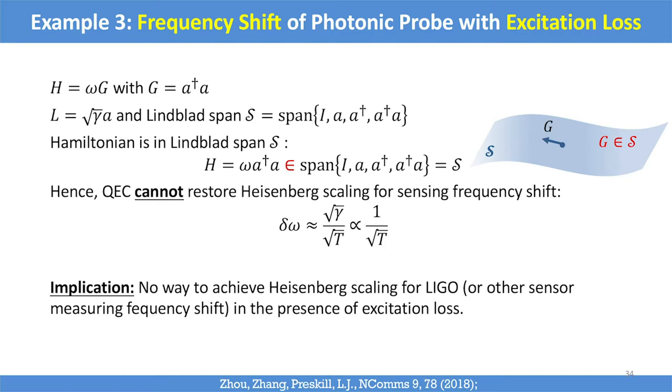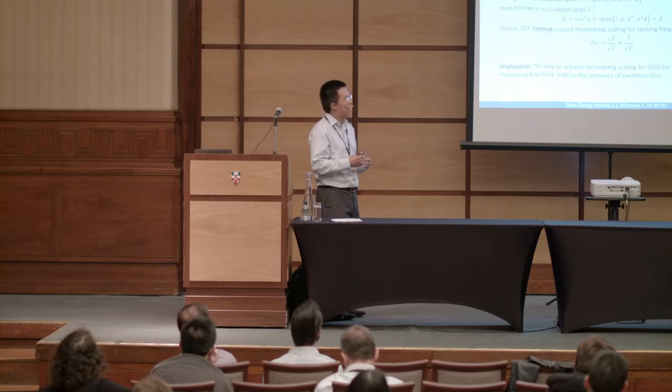And unfortunately, the signal we want to sense is in the Lindblad span, which means that, okay, for this particular case, error correction cannot help to restore the Heisenberg scaling. Okay, that's unfortunate. But anyway, it at least showed why it didn't work.